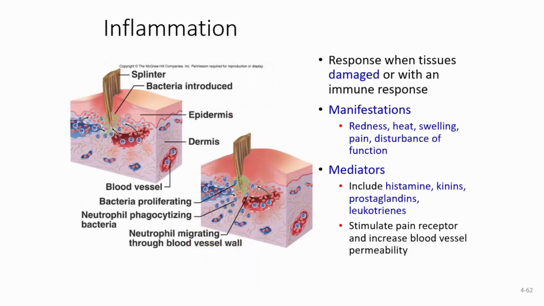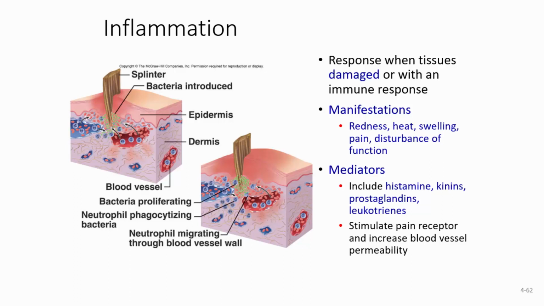Looking at inflammation. Now, inflammation is a response when tissues are damaged or with an immune response. The manifestations of inflammation, we also call these the cardinal signs of inflammation, are redness, heat, swelling, pain, and disturbance of function. Now, I don't know if you're going to have to learn these in Latin. I know I had to learn it in undergrad and graduate school. But redness is rubor, heat is calor, think of calories, right? That's a measurement of heat.